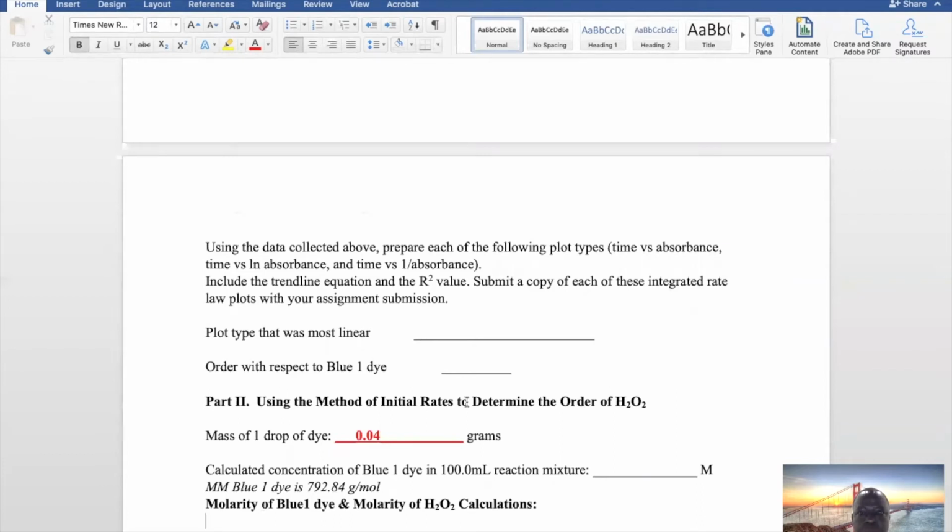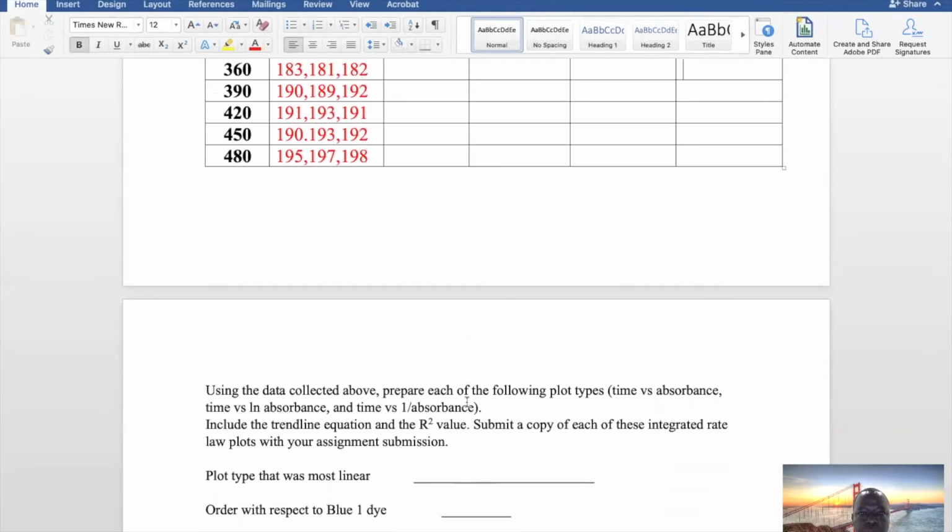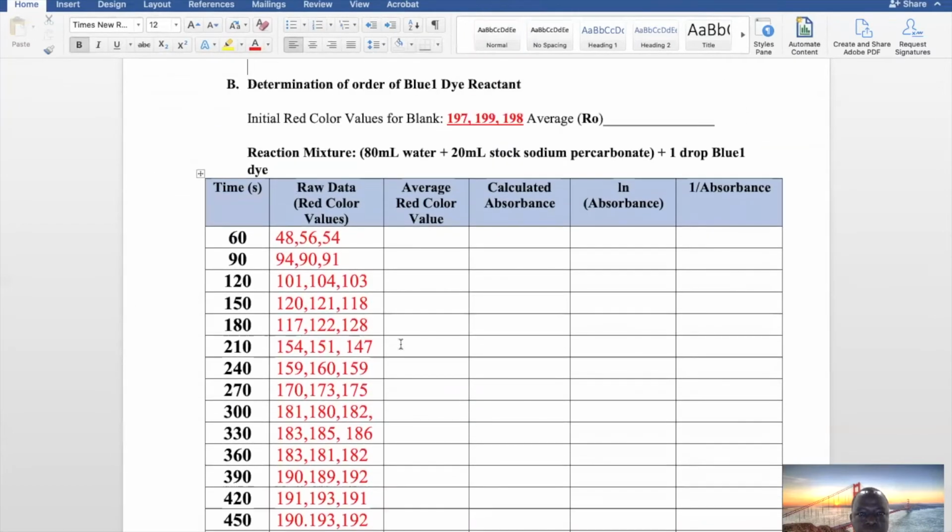And please take note of the composition of the solution. The solution was made by mixing 80 ml of distilled water and 20 ml of stock solution, which you know the concentration of.